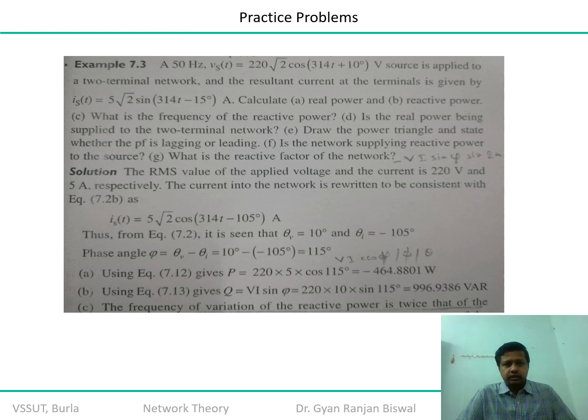Remember, the part is very exclusive. Draw the power triangle. State whether the power factor is lagging or leading. That basically decides whether your surface is inductive in nature, or whether there is more involvement of inductance or capacitance, right? Similarly, is the network supplying reactive power back to the source or not? And what is the reactive power factor? These things you can probably calculate.